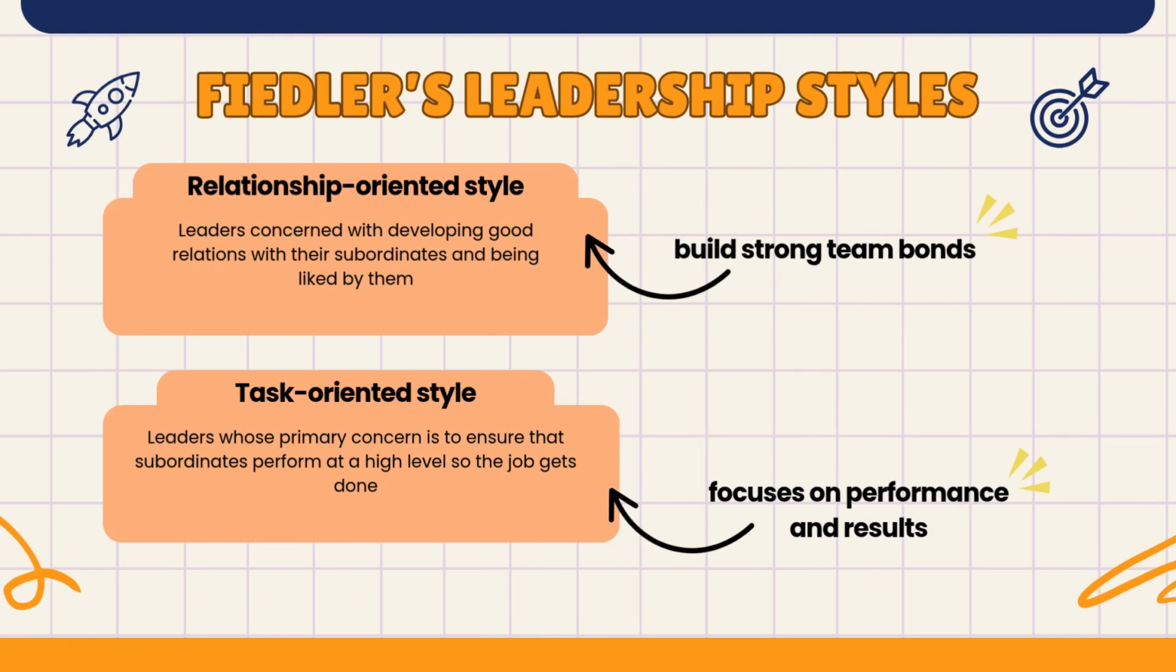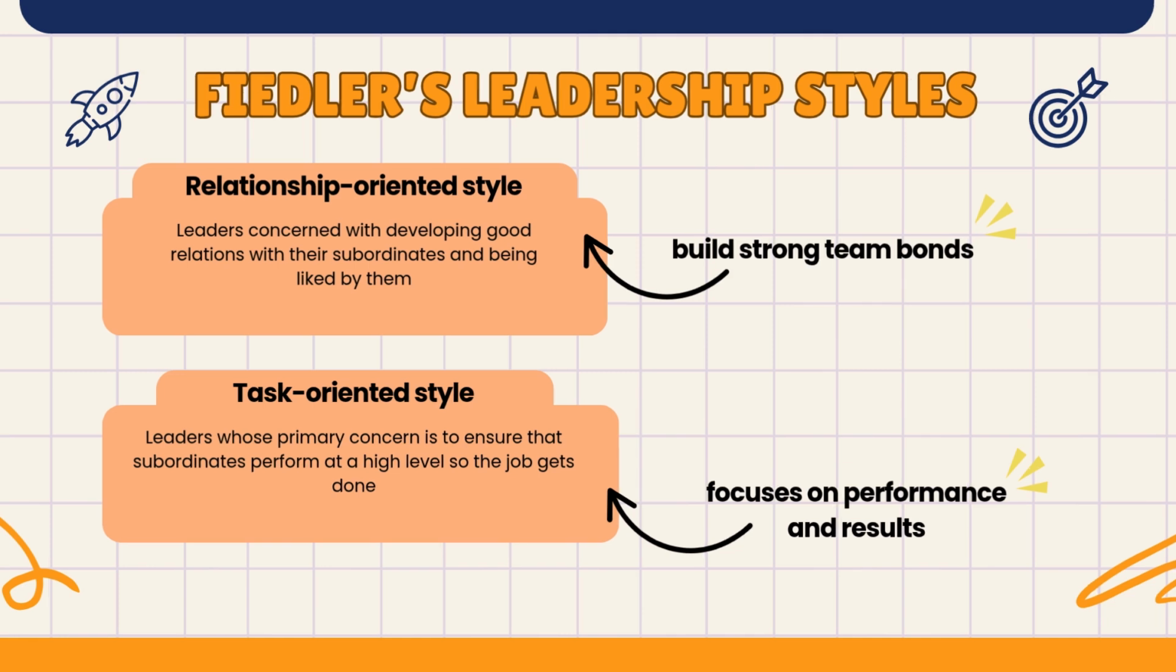Fiedler's leadership styles. Fiedler identified two leadership styles. Relationship-oriented leaders are concerned with developing good relations with their subordinates and being liked by them. It focuses on strong team bonds. Task-oriented leaders' primary concern is to ensure that subordinates perform at a high level so the job gets done. It focuses on completing goals. Each works best in different situations based on things like team trust and clarity of tasks.